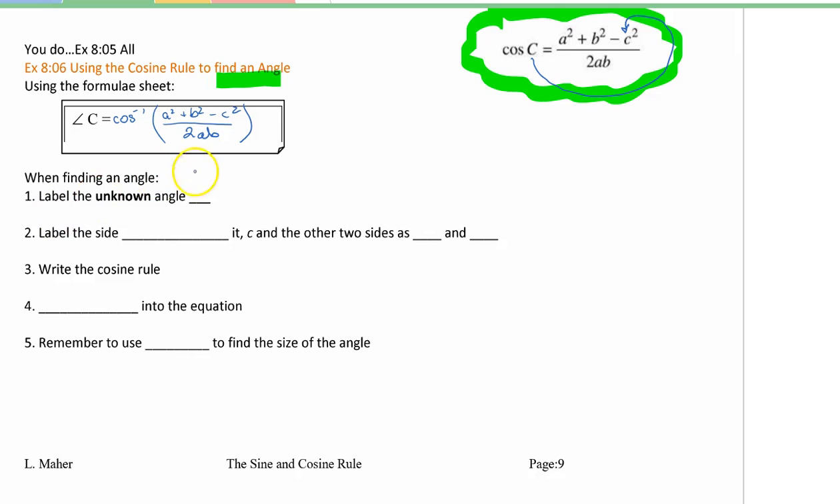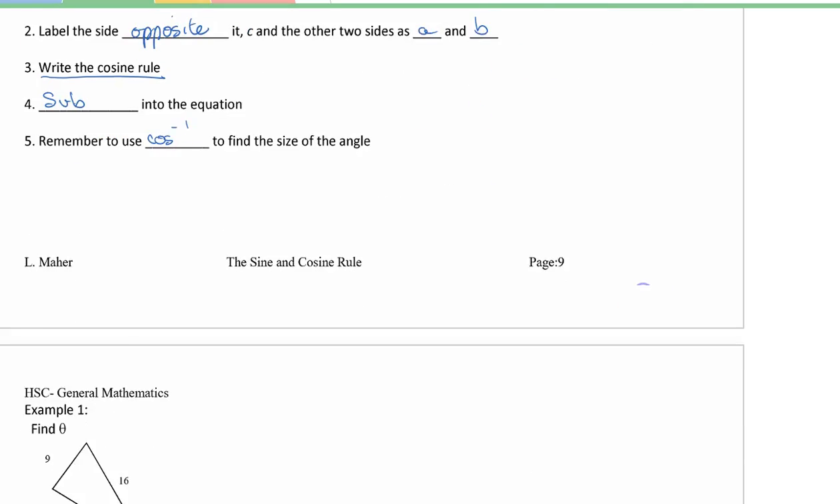So we'll label the unknown angle C. We'll label the side opposite that angle that we're finding, lowercase c, and A and B on the other two. We'll write the rule in this format, or even this format if you like. We'll substitute into the equation, and we'll remember to use cos inverse to find the actual size of the angle.